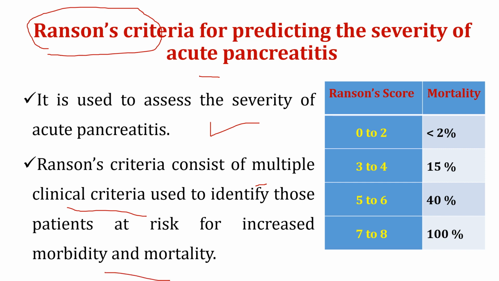As you see here in this table, you can see the reference range of the Ranson score based on these clinical criteria. If the patient's score ranged from 0 to 2, the mortality will be 2%, or if the patient's risk score will be 3 up to 4, the mortality rate will be 50%. And finally, if the score ranged from 7 up to 8, the patient's mortality rate will be 100%.